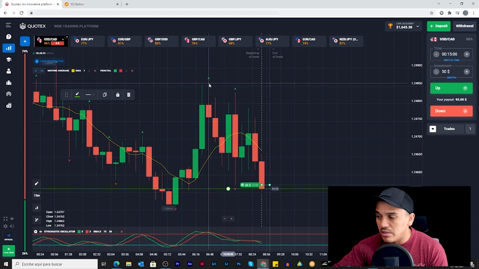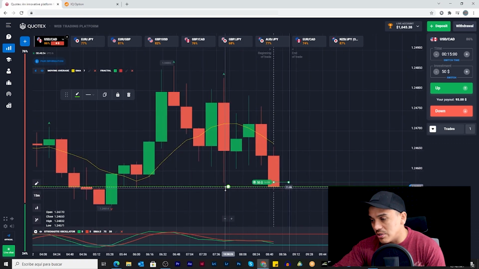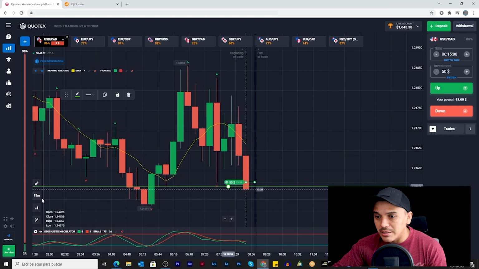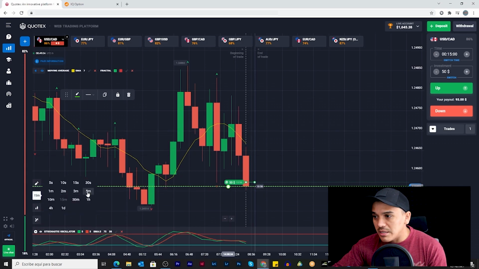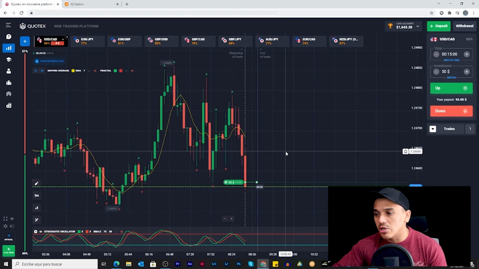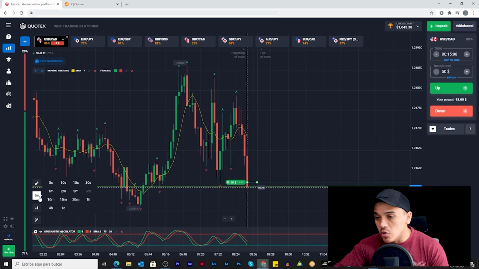For example, here, and here one have a good one here, but it's changing right now. So I decided to take it with this signal and trade for 15 minutes. That means this trade is gonna close in 15 minutes. Let's change the chart to 5 minutes to have a different view.